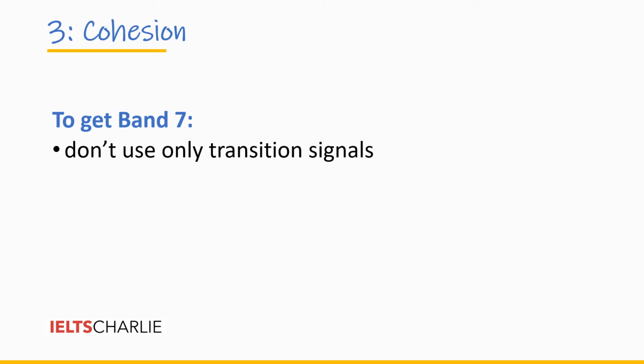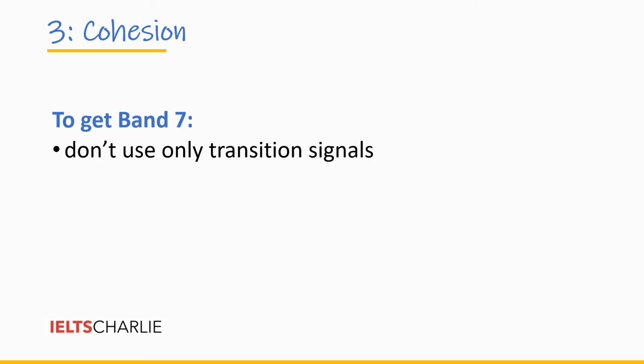Transition signals are words and phrases that you often see at the start of paragraphs or the start of sentences. So words like firstly, secondly, on the one hand, on the other hand, for example, for instance, moreover. Those are really important to use, but you shouldn't just use them if you want a Band 7.